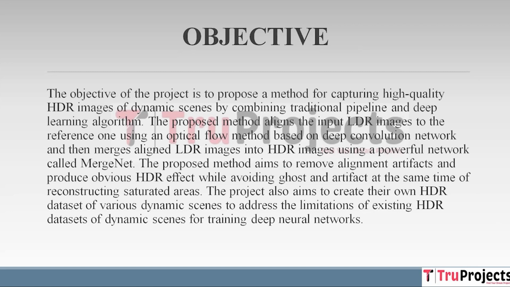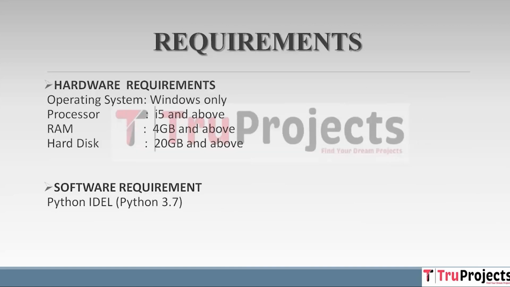The suggested method intends to remove alignment artifacts and generate a noticeable HDR impact while avoiding ghosts and artifacts when recreating saturated areas. The team also intends to generate their own HDR dataset of various dynamic scenes in order to solve the constraints of existing dynamic scene HDR datasets for training deep neural networks.